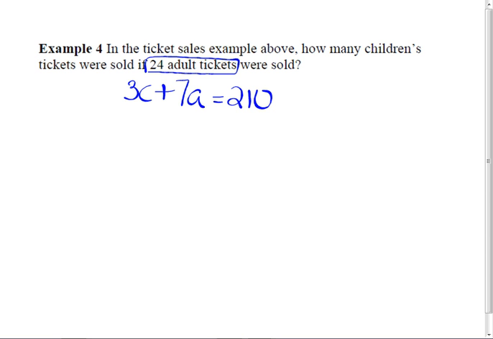Okay, if I sell 24 adult tickets, what do I do with the 24? Where do I put that? You've got a 50-50 chance. It's either A or it's C. Where is it going to be? It's where A is. 7 times 24.